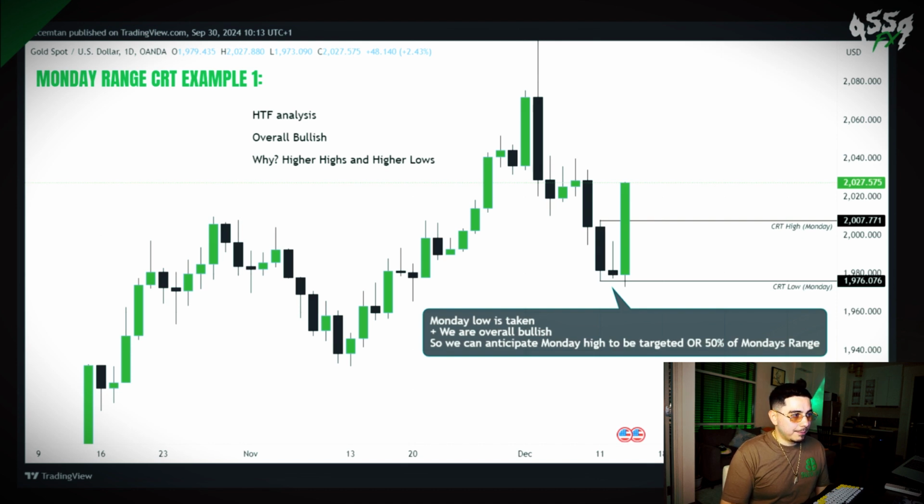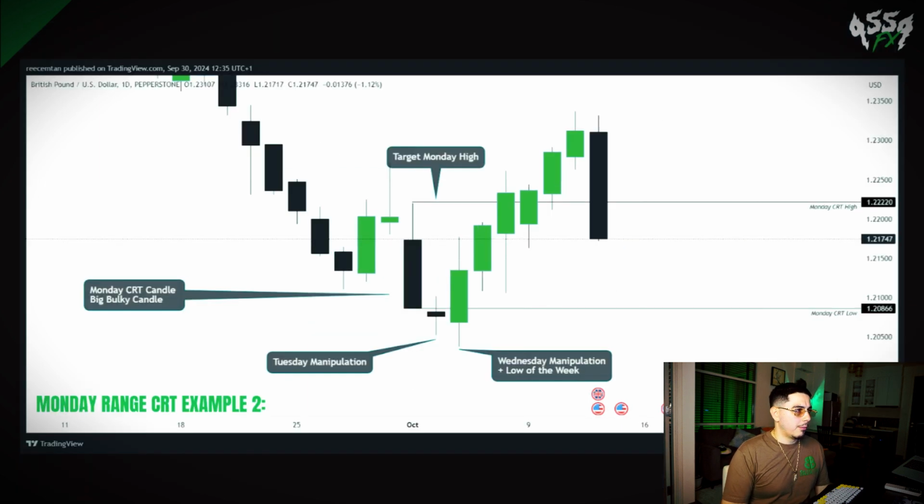Wednesday manipulates Monday's low, okay? And we trade it all the way to the opposing direction. That's it, or to 50% of the range, okay? Let's take another example that's slightly different.